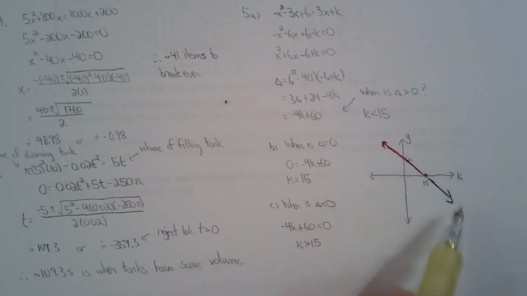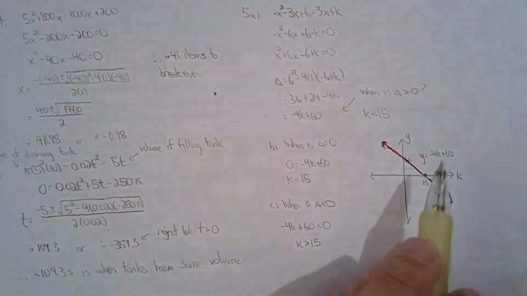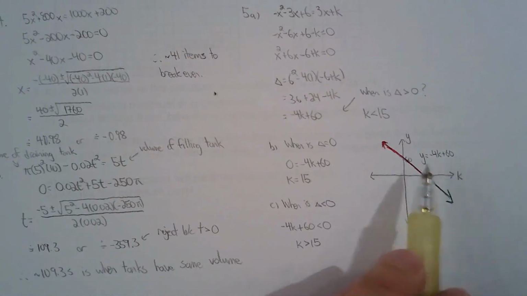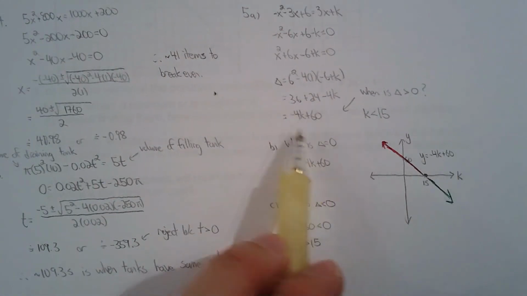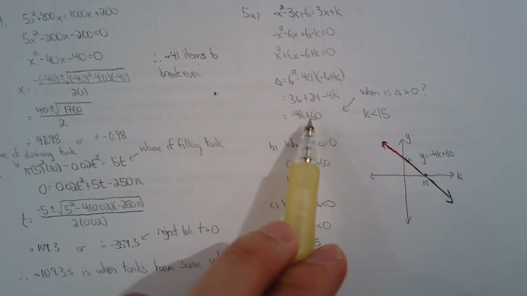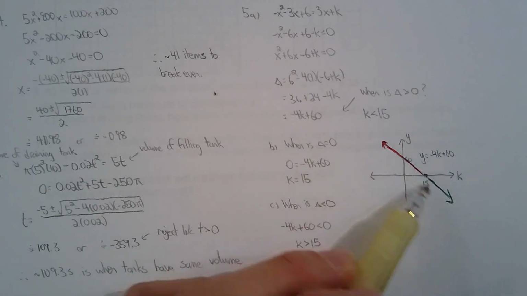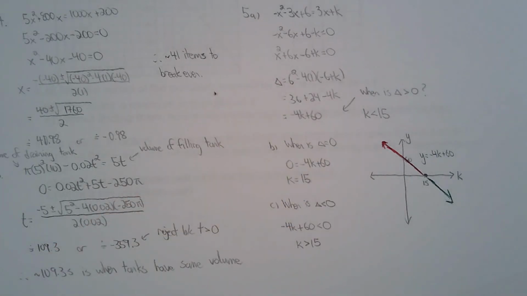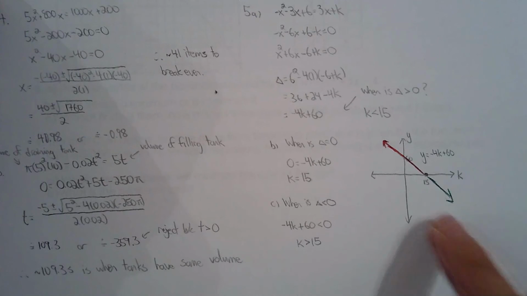Okay, so this is the graph of y equals negative 4k plus 60, because we simplified the discriminant to be negative 4k plus 60. So basically the different y values here represent the different values of the discriminant given the value of k. So hopefully the graph helps there.